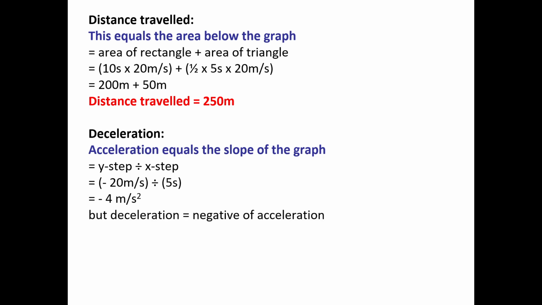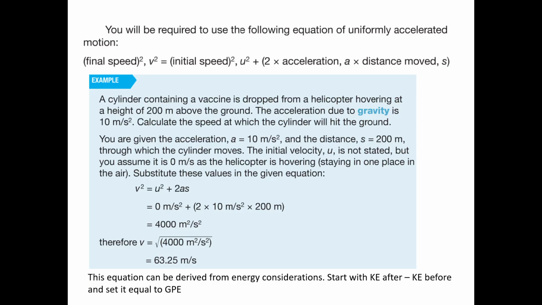And because it was 0 minus 20, that really should be put down as the y step, 0 minus 20, or if you were using the equation, because 0 minus 20 is minus 20. So remember, the deceleration is the negative of the acceleration, so we don't write minus 4 down. We just say the deceleration is 4 meters per second squared. That's quite typical of the questions that come up.